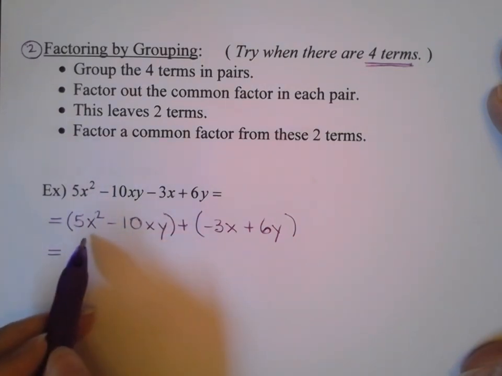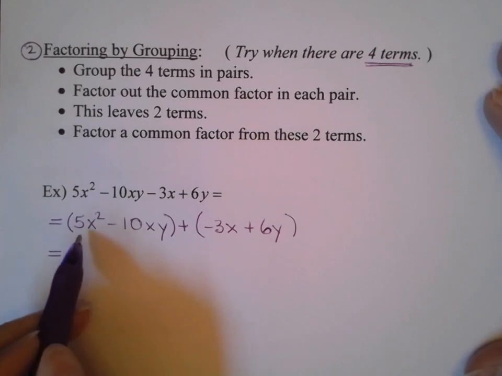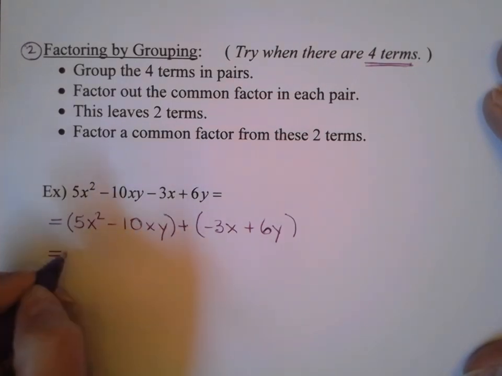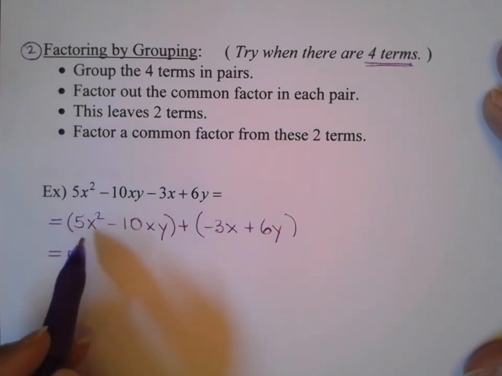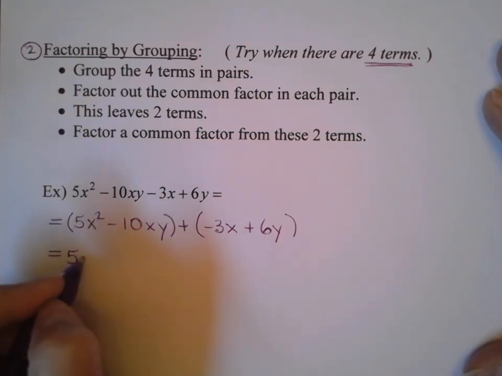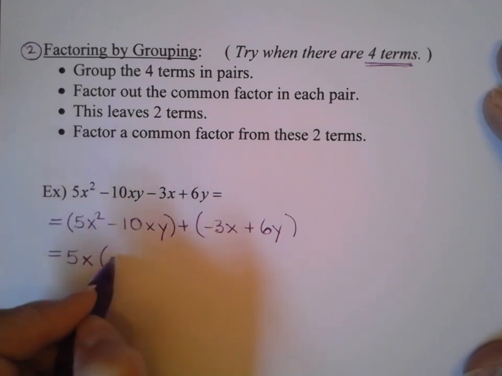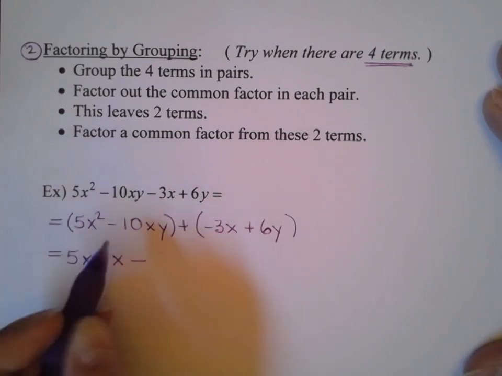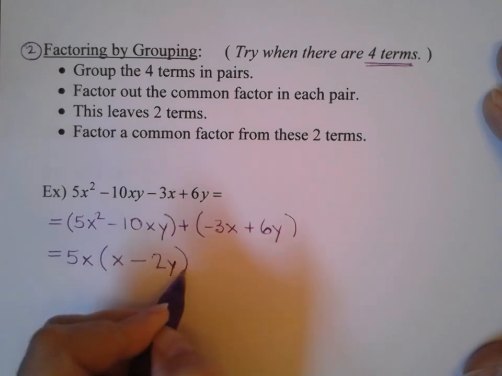Then I'm going to look for the GCF in each pair, just like we were just practicing. So 5 and 10 have a 5 in common. 5 divides evenly into both. We have an x squared here and an x times y here. So in common, they both have 1x. And then I want to write what's left over if I were to divide by 5x. So I have an x left over from the first term and a 2y left over from the second term.